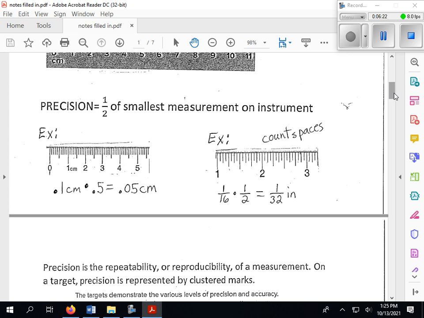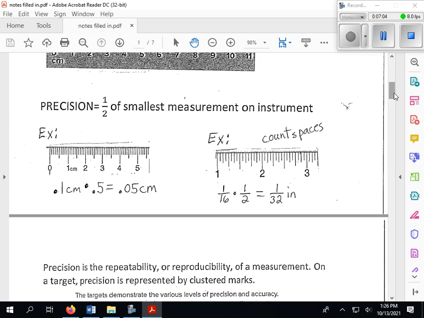So in this example, this is my measuring tool. The smallest unit on this measuring tool is that right there, which is 1/10 or 0.1 of a centimeter. And that's where I got this number from. Well, I times that by 0.5, and it gives me 0.05 centimeters. So I can be precise using this measuring tool within 5/100ths of a centimeter.